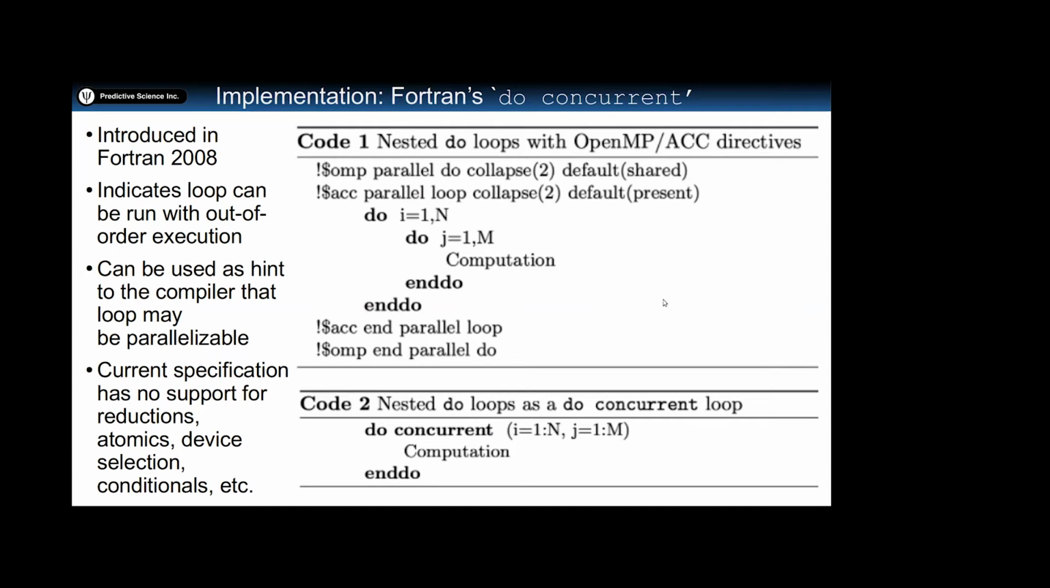So a key thing, for example, is atomics and reductions. Anything that you're doing, if you do a reduction in a do concurrent loop, that's not according to spec necessarily, right? If you parallelize it, if you don't parallelize it, it's fine. You can do any order, but it's still an issue.